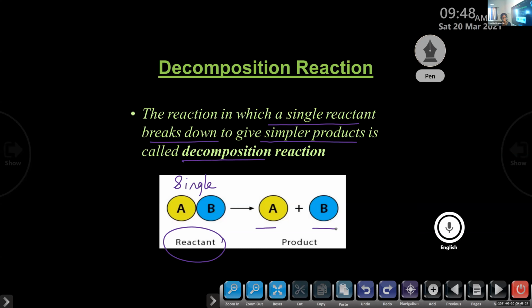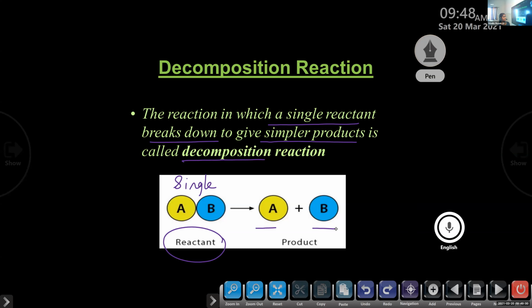So I'm repeating it once again. In the case of combination reaction, two or more reactants combine together to form a single product. So in the chemical equation of combination reaction, there are two or more reactants on the reactant side and only one product on the right hand side, that means the product side. But in the case of decomposition reaction, a single reactant breaks down to simpler products. That means one reactant and more than one product. Clear?